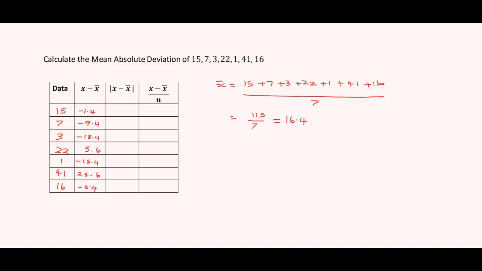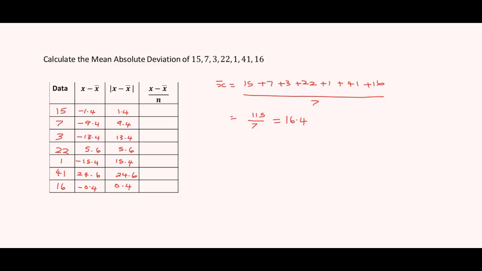Now let's get the absolute value of each of these values. Here we have 1.4, 9.4, 13.4, 5.6, 15.4, 24.6, and 0.4. We're going to add all of this together.